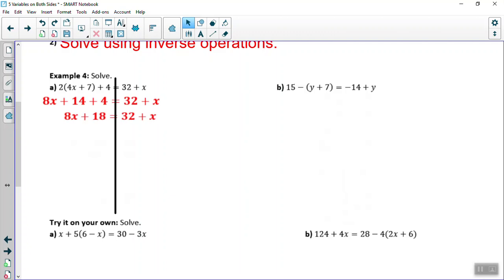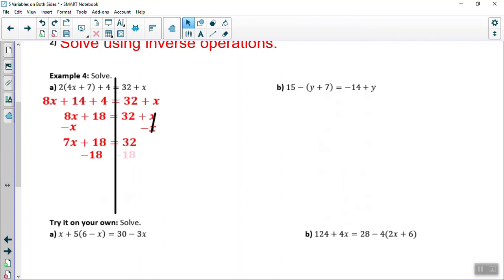And then finally I look at this, and I have nothing more left to do on my left side. So now I'm going to come over to this side. I have no parentheses, and I have no like terms. Alright, so now our next step is to get our variables together. I've got an x here and an x over on this side. So I'm going to subtract x from both sides, and that will cancel those out. And we're left with 7x plus 18 equals 32.